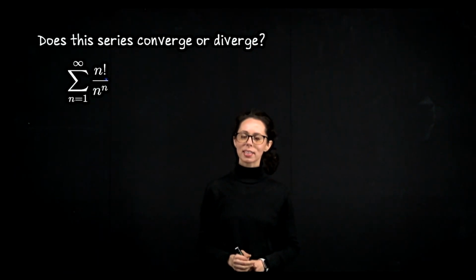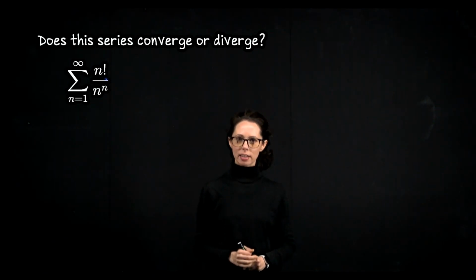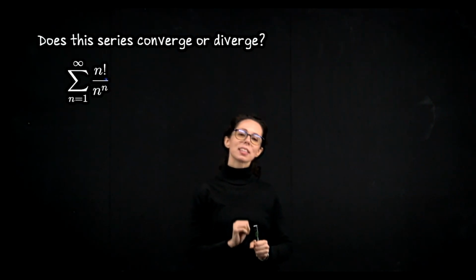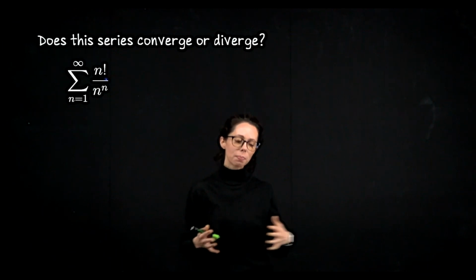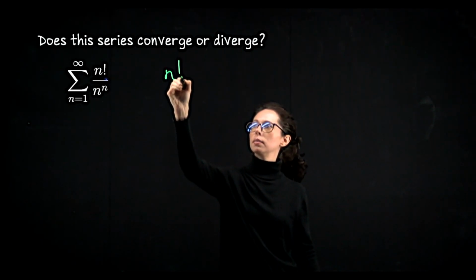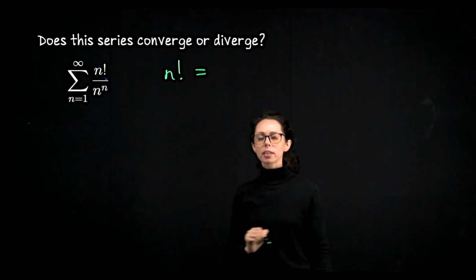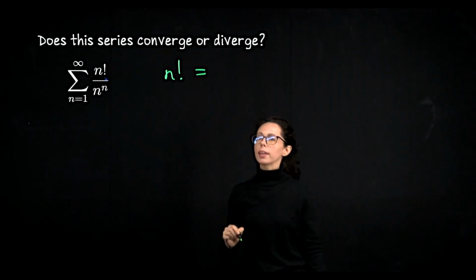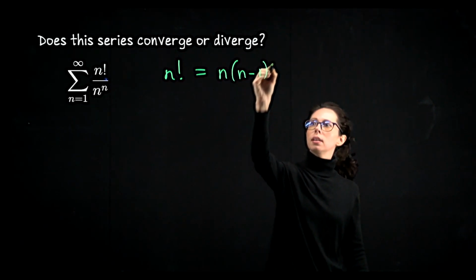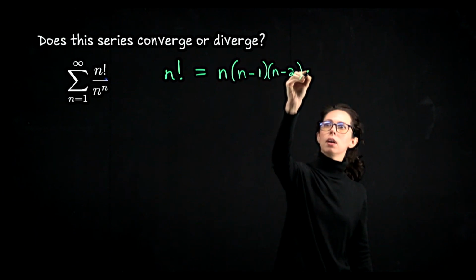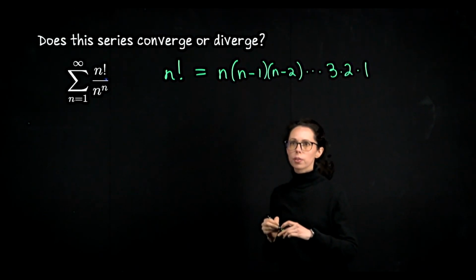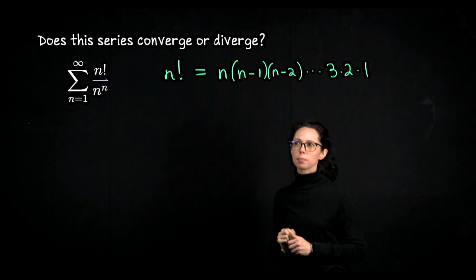What I'm going to do here is take n factorial and n to the n, recognize each of those as a product. So both of these expressions are concise ways of writing products. So let me expand each of them. In particular, n factorial is the product of consecutive integers. So I can write this as n times n minus 1 times n minus 2, all the way down to 3 times 2 times 1. So there are n terms in that expression.